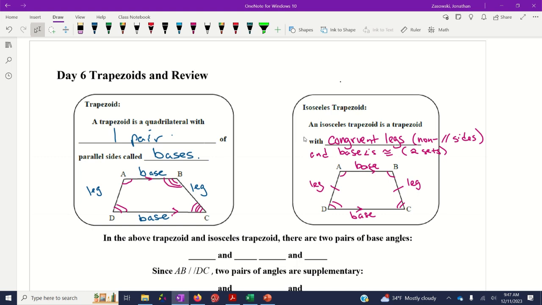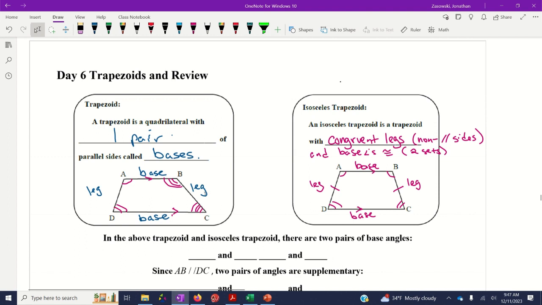All right, we're taking a look at day 6 today, which is trapezoids in review. So we went through this stuff in class, and I'm just doing a little recap in case you were absent today. So for starters, a trapezoid is a quadrilateral, a four-sided figure, and it's got two parallel sides, just one pair of sides parallel. Those two sides are called the bases, and then the other two sides, which are non-parallel, are called the legs.